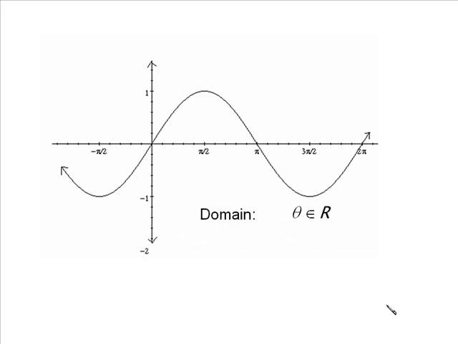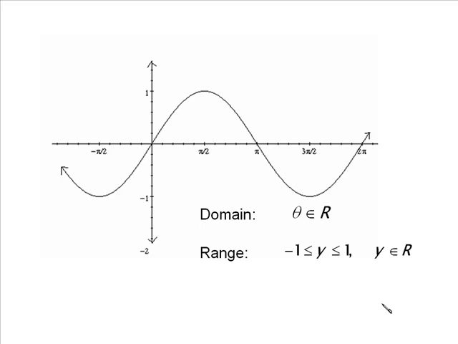The domain of this graph is theta is equal to a member of the set of real numbers, element of the set of real numbers. It can be anything. And it's a continuous curve. There's no gaps, no holes. Even though this is just a partial graph that I've got shown, it goes to infinity in both directions. You can take the sine of any angle.